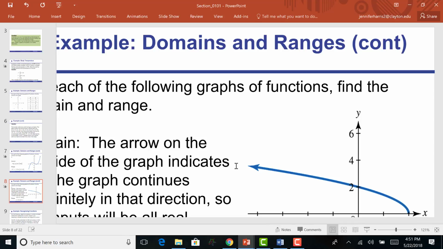I heard 2, then I heard 4, then I heard infinity. Which one is it? Infinity. That arrow tells me this graph is never going to stop. So is that arrow going to keep on going past the ceiling? Absolutely. So here, for interval notation, I end up with 0 to positive infinity.